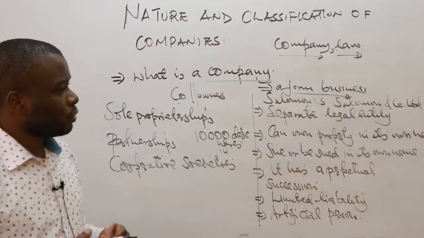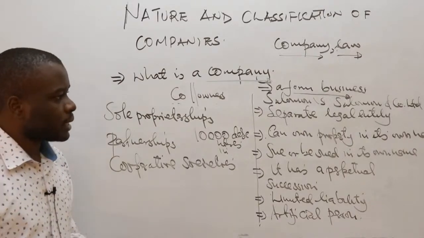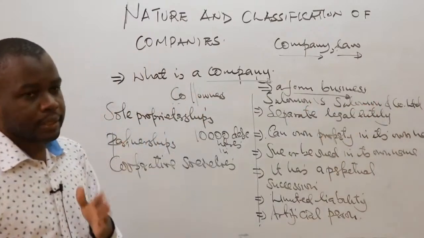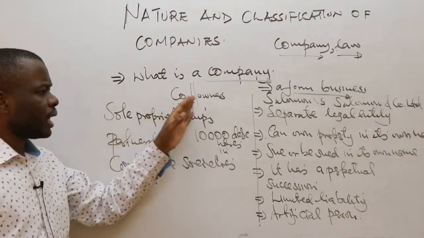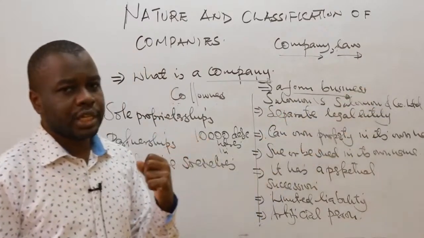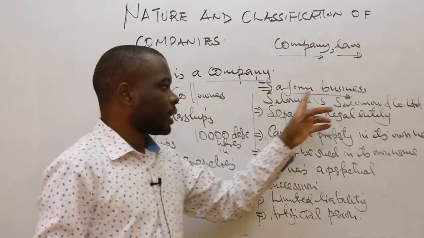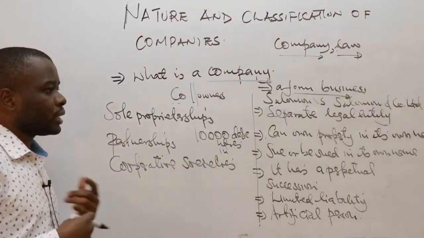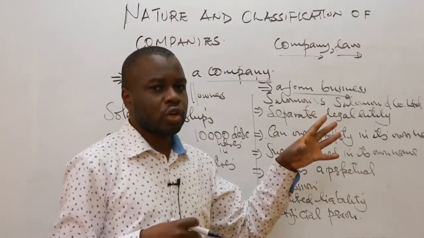So this went to a court of law, and the judge ruled and stated that Salomon and Company Limited are two different persons. So they are not one and the same person. This means that a company and the owners, even though Salomon was one of the owners of the company as a result of being one of the shareholders, or majority shareholders, it doesn't mean that Salomon and Company Limited are one and the same person. So this led to the conclusion that a company is a separate legal entity.